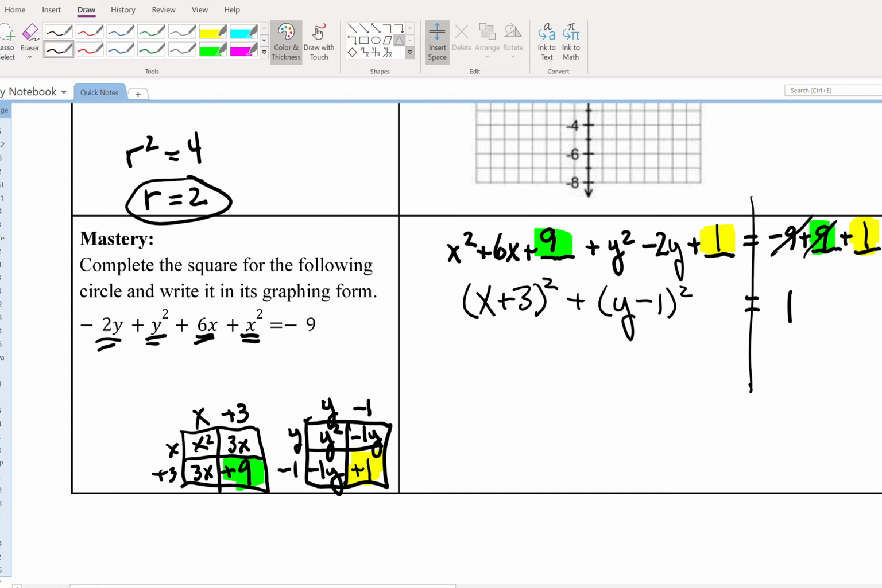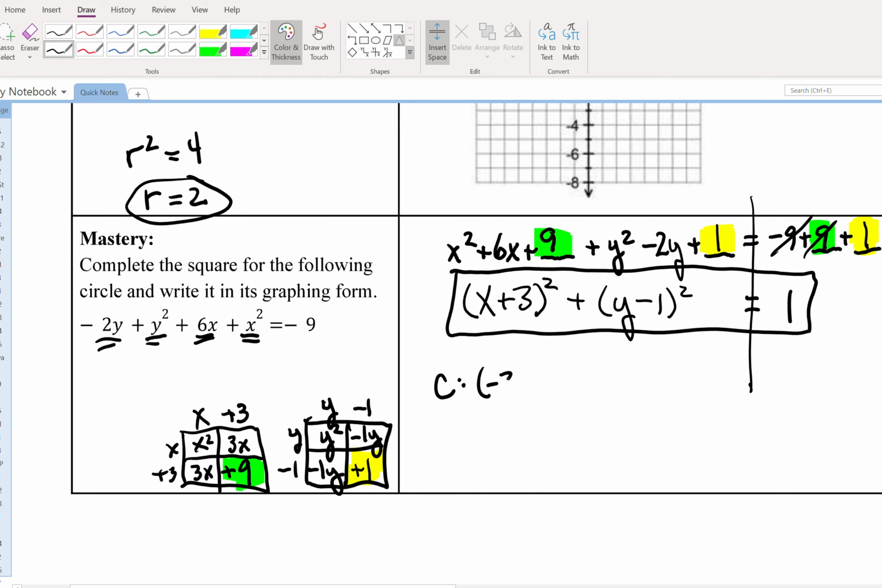And so this is it. This is the equation of your circle in graphing form. I would be able to say that the center of that circle would be at -3, 1, and its radius would be 1, because the square root of 1 is still 1. So there you have it. Practice, practice, practice. You got this.